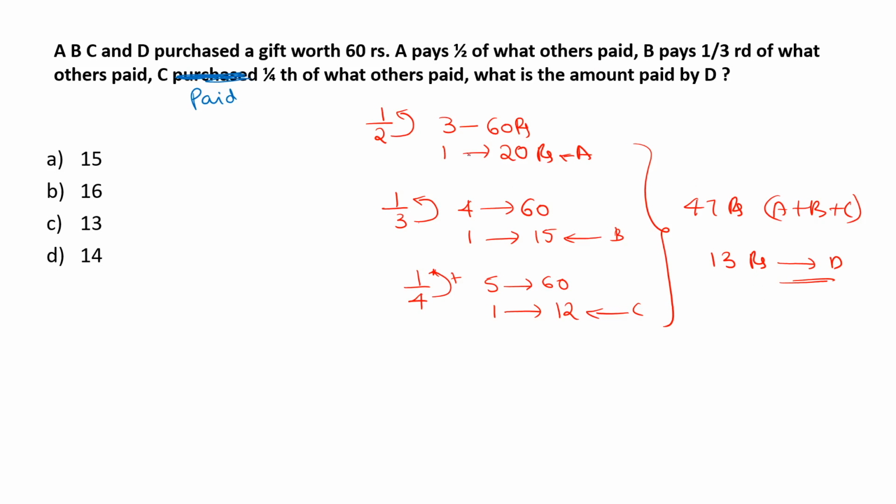Very simple question, and you don't need to write all these things when you are very comfortable with all this. 2 plus 1 is 3. When 3 is 60, that means 20 times, then 1 part would be 20 rupees. 3 plus 1, that is 4. When 4 parts is equal 60, then 1 part is nothing but 15 rupees. 1 plus 4, that is 5. When 5 is 60, 1 unit will be 12. The sum of 20, 15 and 12 is 47. Out of 60 rupees, ABC together paid 47 rupees, and the other 13 rupees were paid by D.